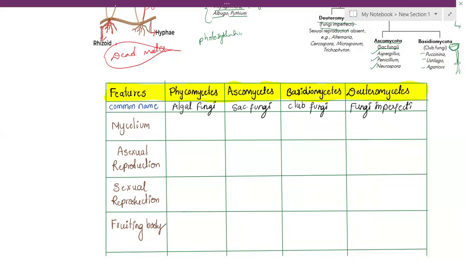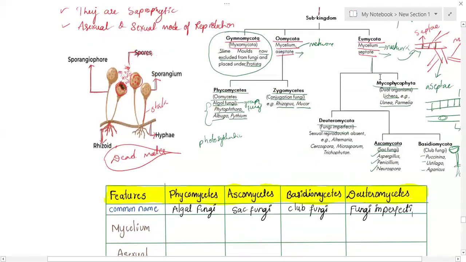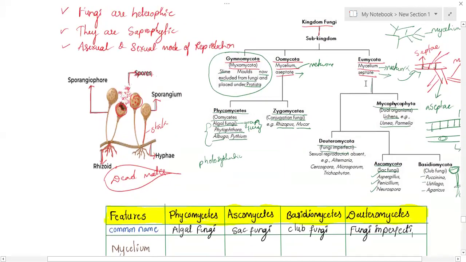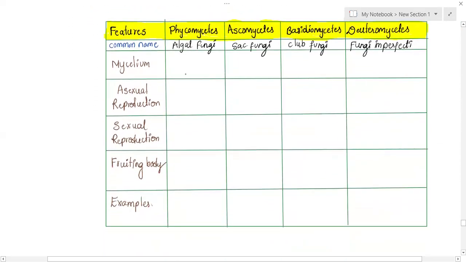Now I'll ask. I have explained all the details, okay? In the phycomycetes, algal fungi, do they have mycelium? Mycelium is there. Look at the top in the classification and tell me, do they have mycelium? Aseptate. Yeah, they have a mycelium, but they are aseptate.